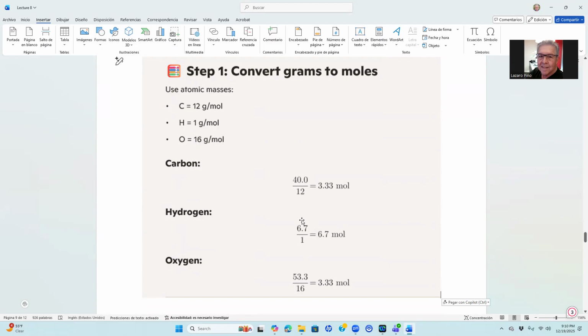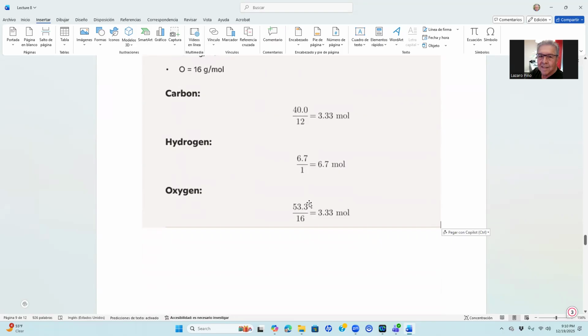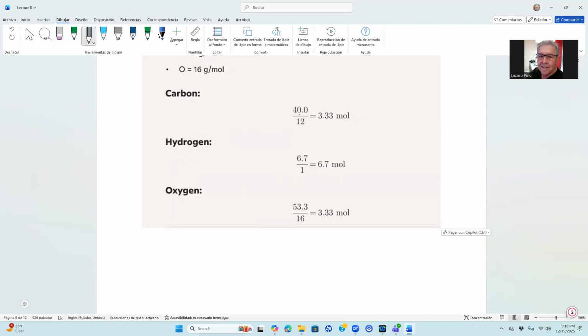Hydrogen, the mass is 6.7 and the atomic mass is only 1, then it's 6.7 moles. Oxygen, you have 53.3 grams and the atomic mass is 16, then you have 3.33. Oh, look at this. As you can see here, this number and this number are the smallest. Then you choose any one of them and then you divide all the results by the smallest one. Suppose that is this one.